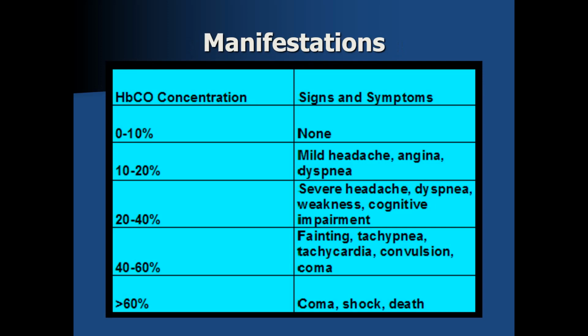This table shows the signs and symptoms that are associated with increasing levels of HbCO. 0 to 10%, there may be no signs or symptoms. 10 to 20%, a mild headache, possibly angina and dyspnea. 20 to 40%, severe headache, dyspnea, weakness, and cognitive impairment. 40 to 60%, fainting, tachypnea, tachycardia, convulsions, and coma. And greater than 60% likely coma, shock, death.